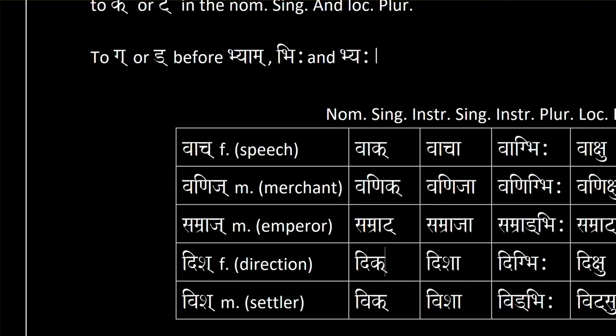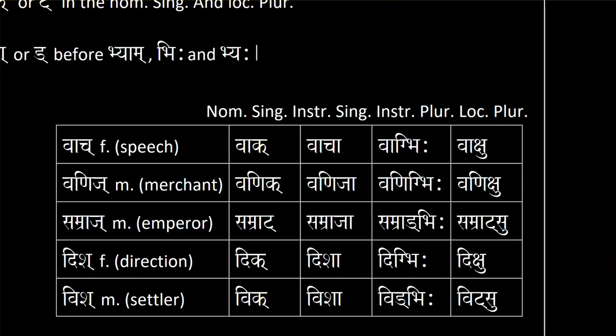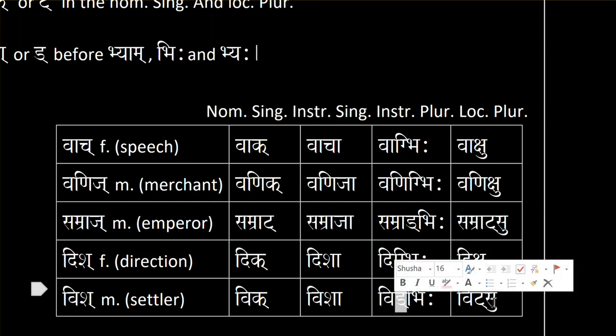And then for the word settler, it turns into a ta, and then vish turns into vitsu, ta with a halanta and su, in the locative plural. And this ta softens to become da again in the instrumental plural.